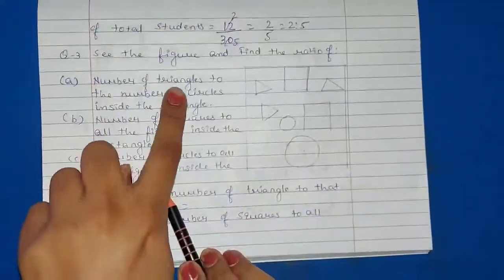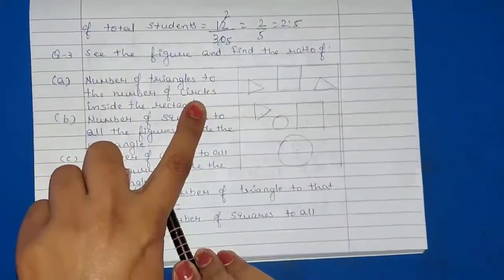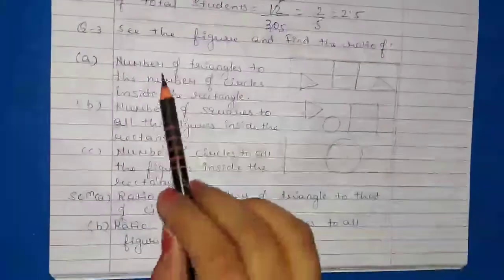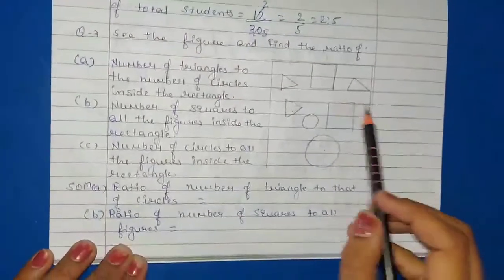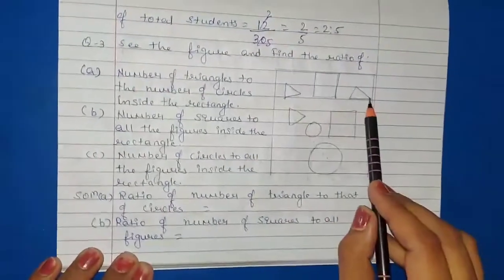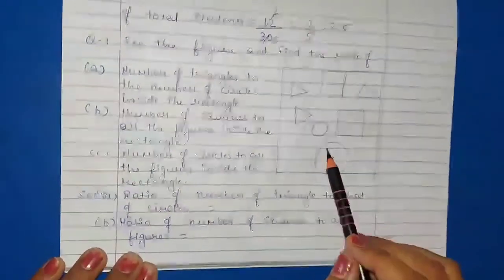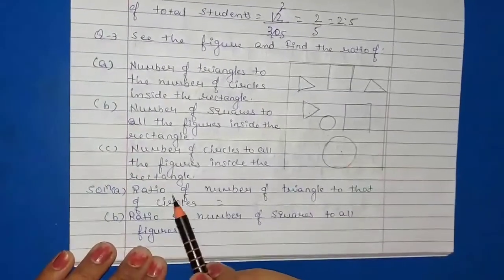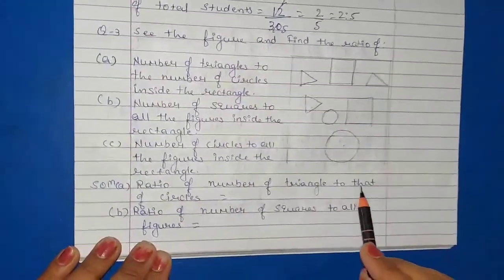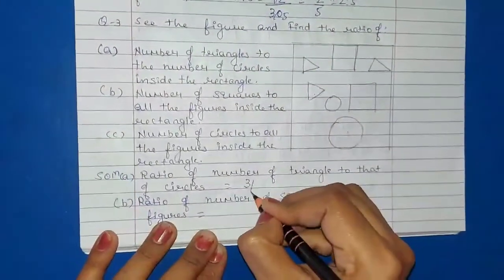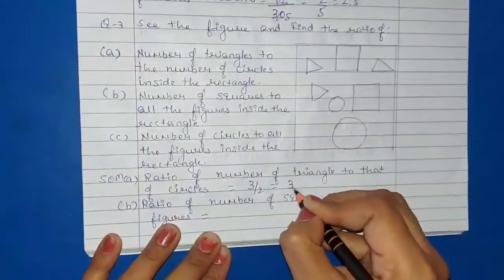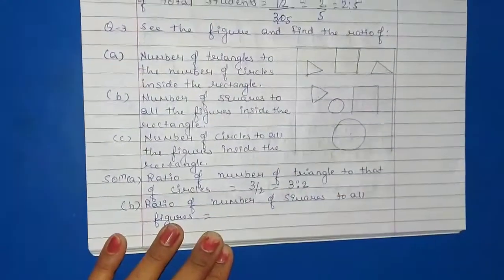First is given number of triangles to the number of circles. So how many triangles are there? 1, 2 and 3. And how many circles are there? 2. So we will write the ratio of number of triangles to that of number of circles equals 3 upon 2. That equals 3:2.